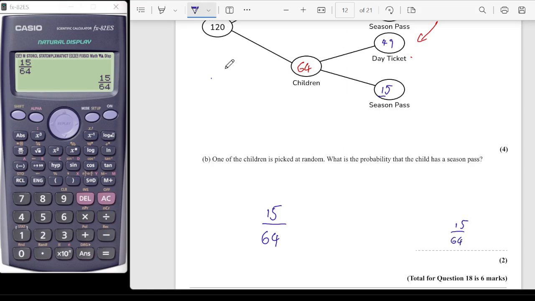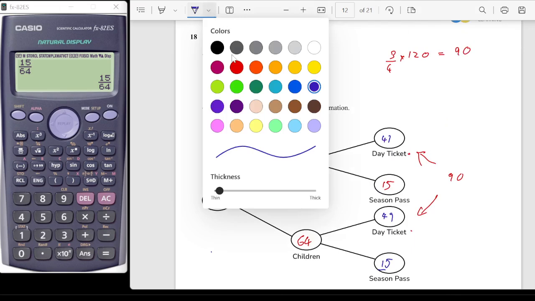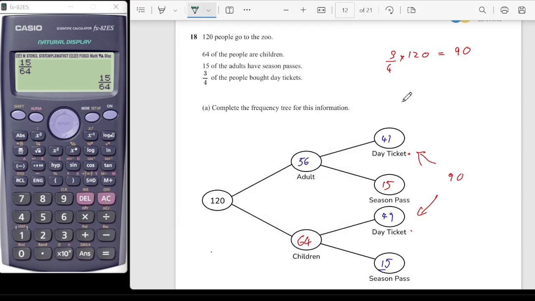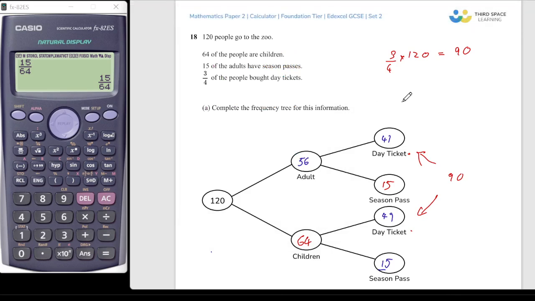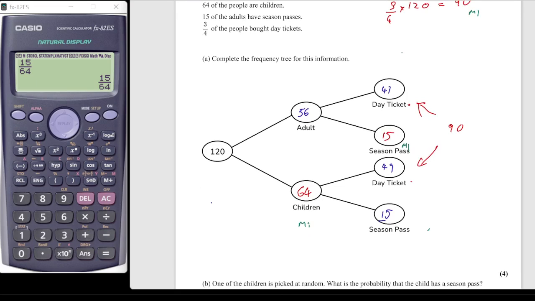Right, mark scheme then. Colour that we've not used, let's go green. Okay, M1 for 56 adults and 64 children, so kind of for that stage there. M1 for 15 and 41, so another M1 there. And actually it says up here, 3/4 of 120 is 90, so M1 there as well. And then an A1 for all correct values.